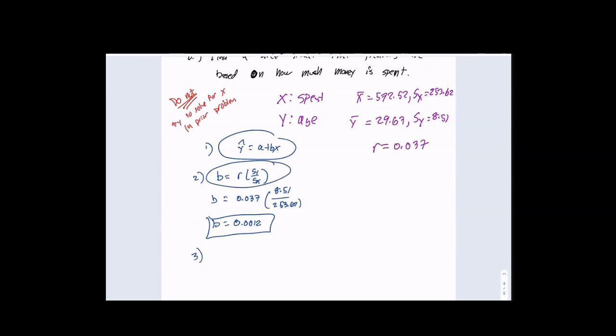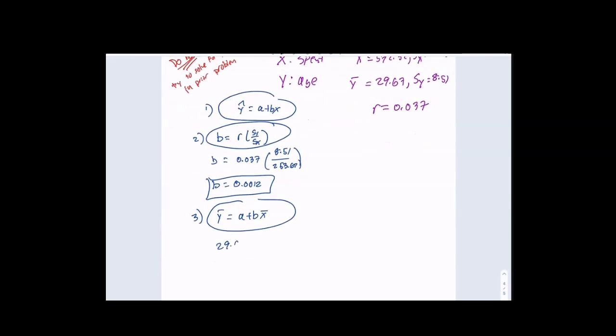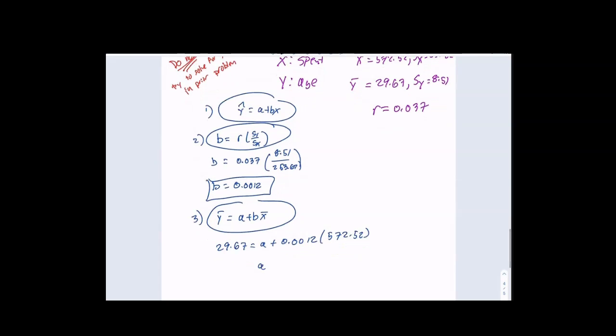What's the next thing I do? Then find a, by plugging in the means. So y bar, the mean formula: a plus b x bar. So 29.67 equals a plus 0.0012 times 572.52. And when I do that math, it gives me a equals 28.98.